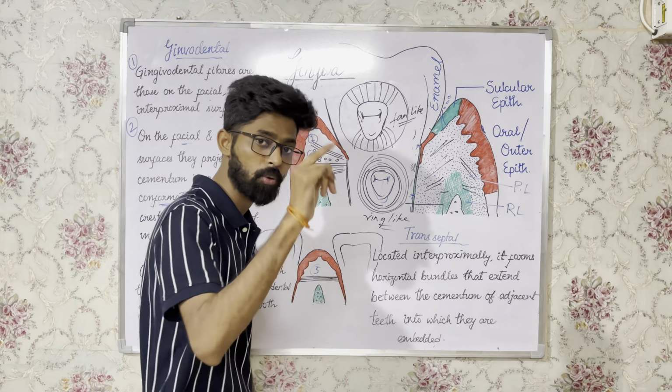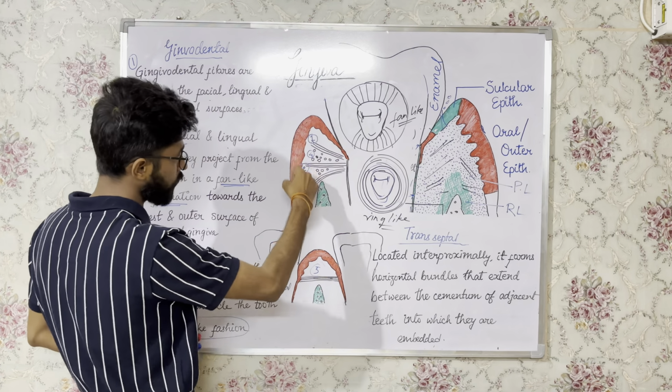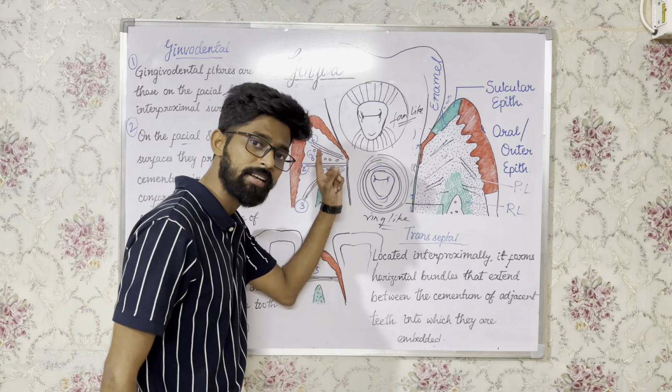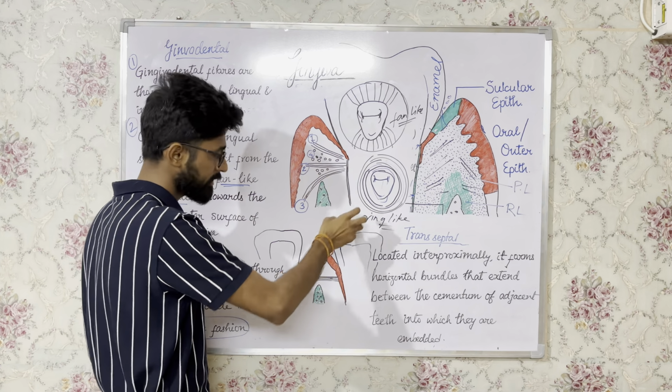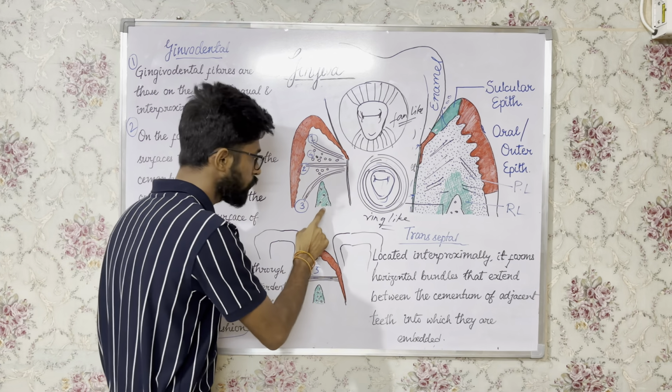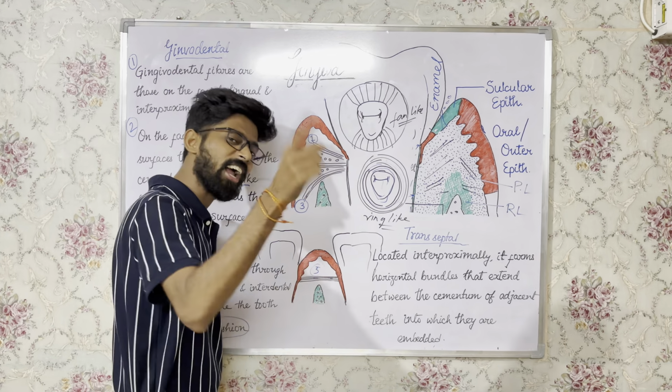And for the colors, what will you use? For the oral epithelium, use the red pencil color. For the connective tissue part, you can use pink or light red. Then use black gel pens for the markings of these fibers, and for the alveolar bone, use yellow color. Try this diagram, send it to me on Instagram, I'll check that diagram. You can try this.